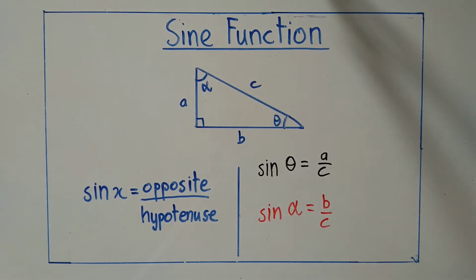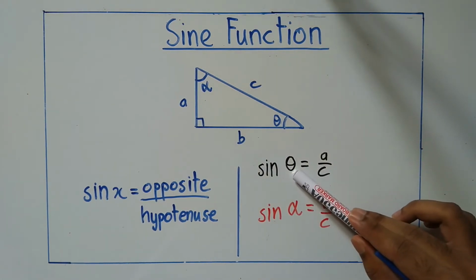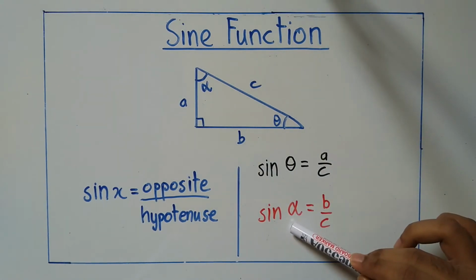Now that we have learned how to calculate using Pythagoras theorem, let's start with the first trigonometric function, sine. As we are dealing with trigonometry, we have angles to consider. Angles define what value we should use to solve our trigonometry questions. For example, sine theta is not equal to sine alpha.